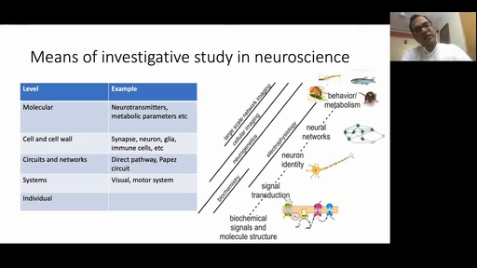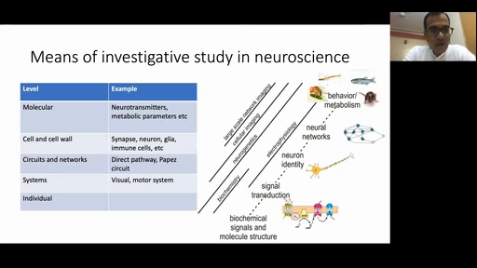Then you jump one layer, zoom out a little bit. You have cell and cell wall. In neuroscience, you have in the form of synapses, the neurons, various neurons, the neurotransmitters that they secrete. You have the non-neuronal cells, the glia, the immune cells, which are very important. So those form the cell and cell wall level of neuroscience.